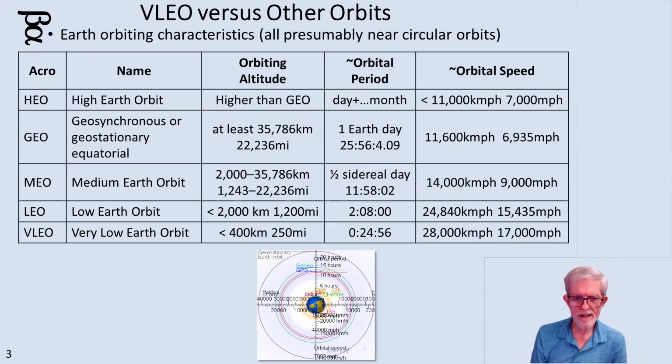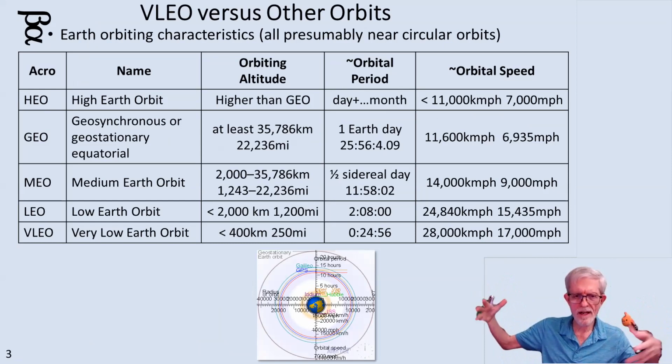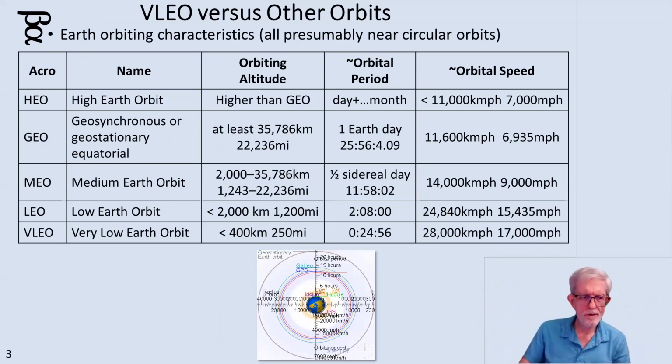You have high Earth orbit. That's actually higher than geosynchronous or geostationary. And that's useful for seeing like an entire half of the Earth at one time. So you're getting a broader view. Then you have the one geostationary or geosynchronous.